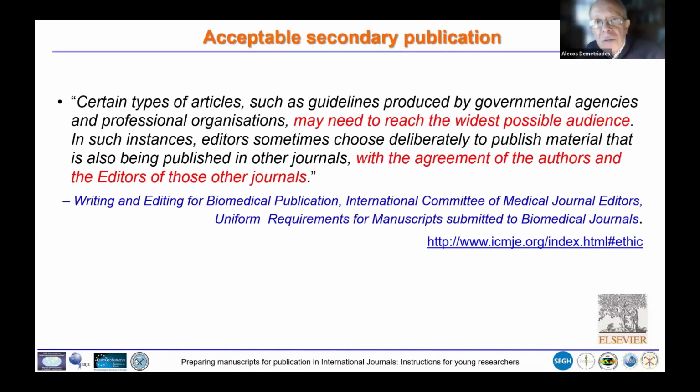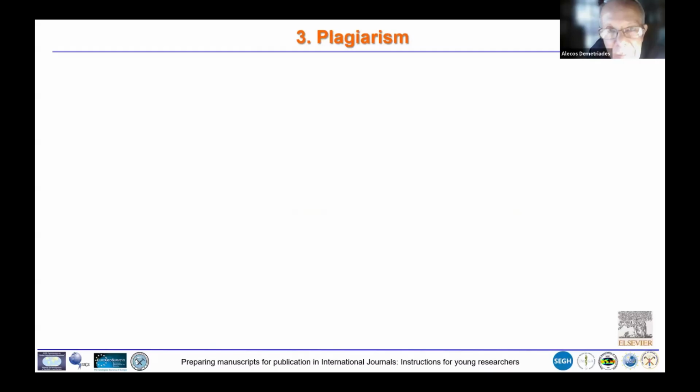Acceptable secondary publication. Certain types of articles, such as guidelines produced by governmental agencies and professional organizations, may need to reach the widest possible audience. In such instances, editors sometimes choose deliberately to publish material that is also being published in other journals, with the agreement of the authors and the editors of those other journals. So you have to have an agreement.